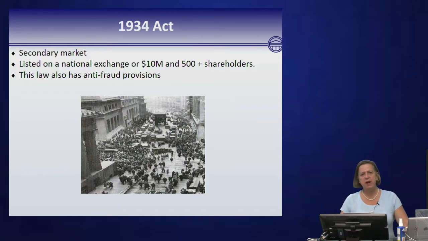The 1934 Act is the law that created the Securities Exchange Commission. So this Act, 1934 Act, applies to the secondary securities market. So after you've had that initial public offering, any shares that are listed on a national exchange or a company that has at least $10 million in worth and 500 shareholders is subject to this law. This law has some very significant anti-fraud provisions that always apply.